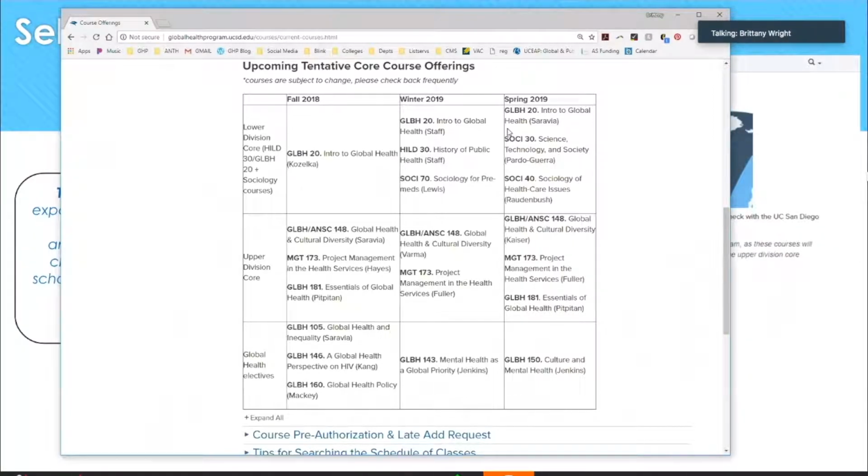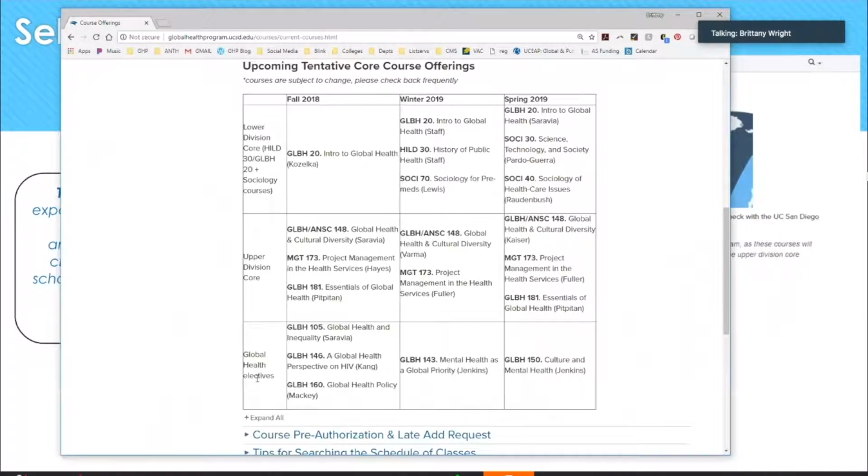So if you're a freshman or you're not completely upper division standing right now, the lower division courses are really the only ones you'll be able to enroll in right now for the core. And then for our upper division, Global Health 148, it'll be offered every quarter. So if it's filled up in fall, plan to do it in winter or spring. MGT 173 is also offered every quarter, and Global Health 181 is offered in fall and spring.